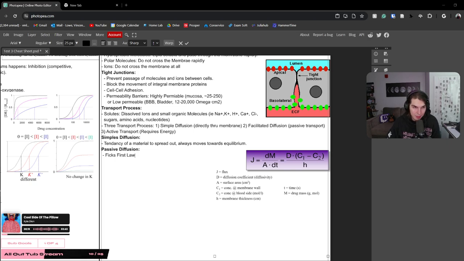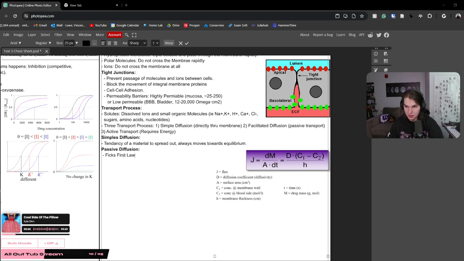There are two main classes of transport proteins, and these are transporters and channels. Transporters are essentially what you would think. It has an opening, it closes, captures the solute, and then opens on the other side and transports it through. Channels are just always open. You can close a channel, but they're not selective.